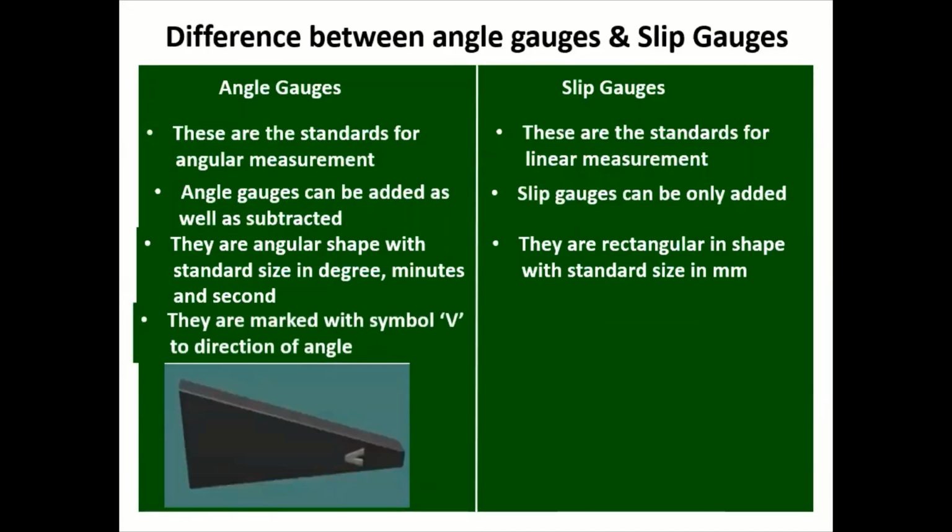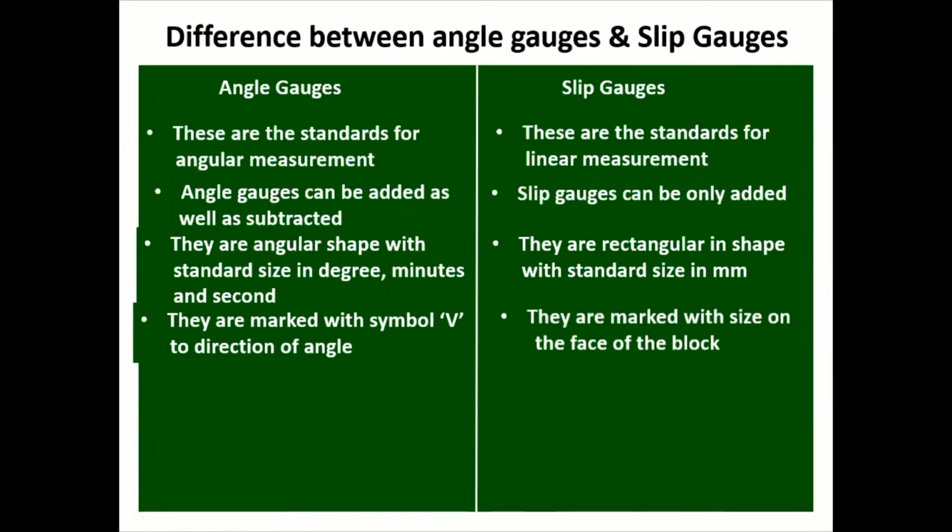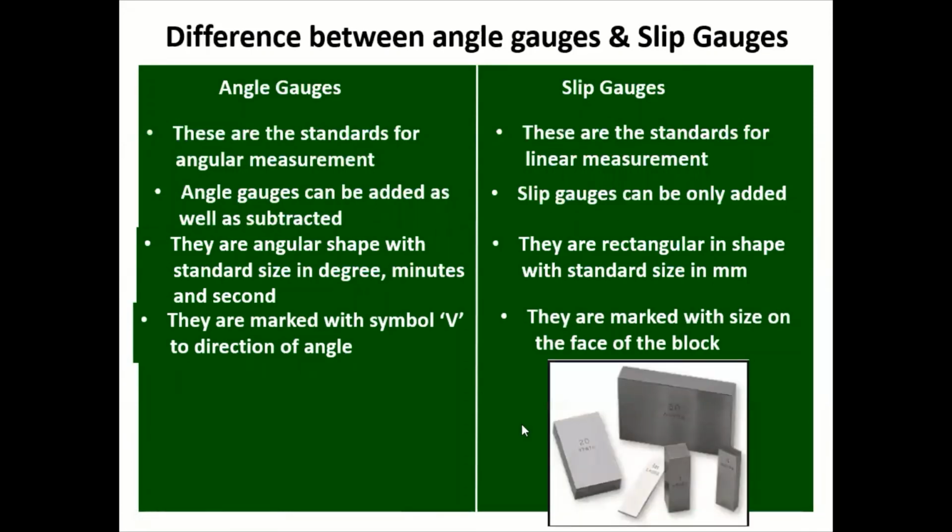Then they are marked with a symbol V in the direction of angle. So here you can see the V's are engraved on the angle gauges. They are marked with a size on the face of the block. If you see this slip gauge block, here it is written 50, 20. So like that, the sizes are directly marked over that face.